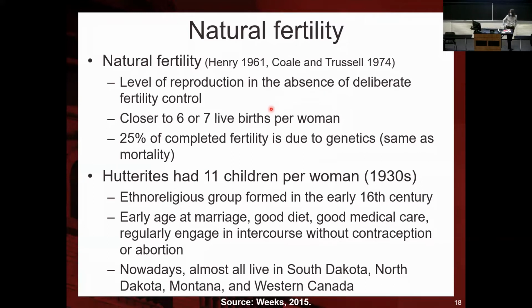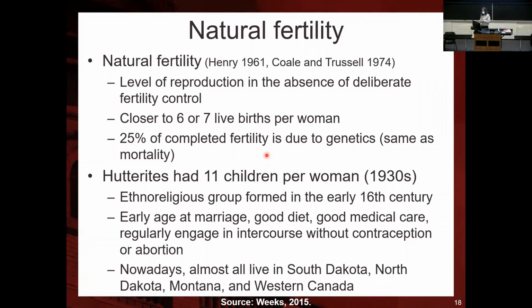So Henry, Coale, and Trussell estimated the natural fertility to be around 6 or 7 live births per woman. And around 25% of completed fertility is due to genetics, the same as mortality. But 75% is related to the use of contraception, postponing fertility, having a healthy diet, and so on. So there are a lot of ways that people can make fertility go down.